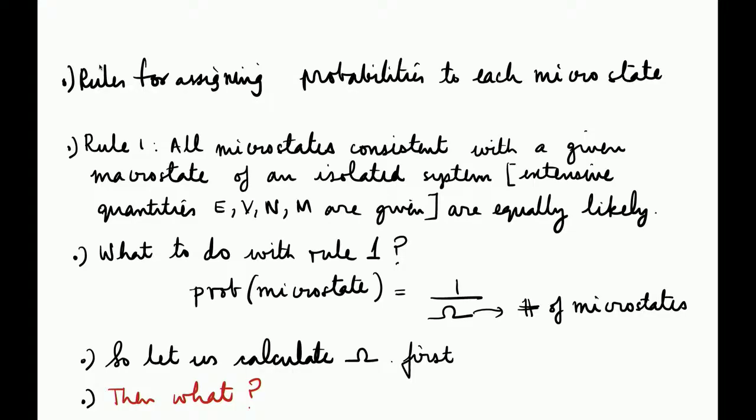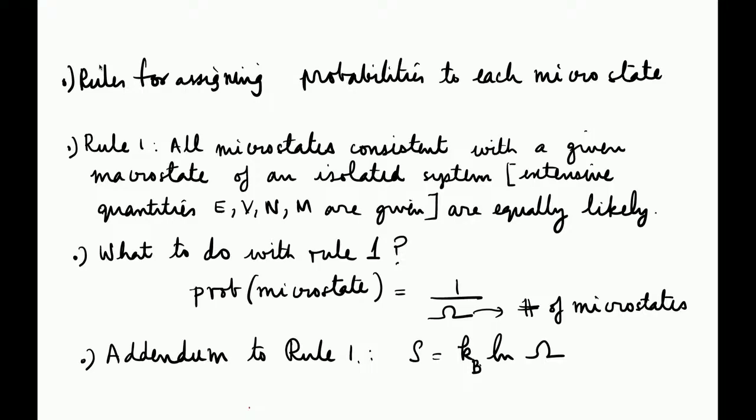Okay. So, is this part clear? This is the rule number 1. So, I have calculated omega. Then what do I do? Then I need some addendum to rule 1. I need to know what to do with omega, and that is the connection to thermodynamics, which also we will take as a given. Entropy is k log omega.